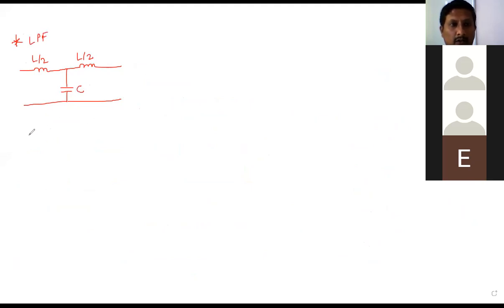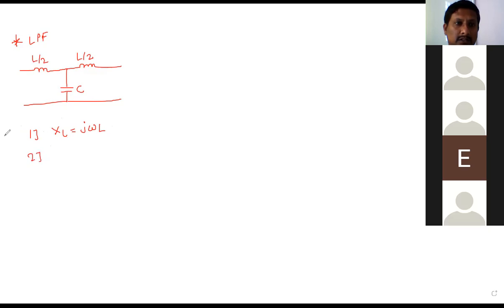Okay. Now, first of all, XL means what? J omega L, or we can write it like this, right? So j omega into L. No problem for XL. Now next, because a series arm inductor is there, for the inductor the impedance is XL. So XL is nothing but what? J omega L. Now what about the capacitor? XC.